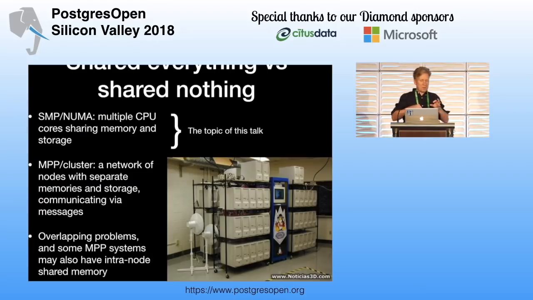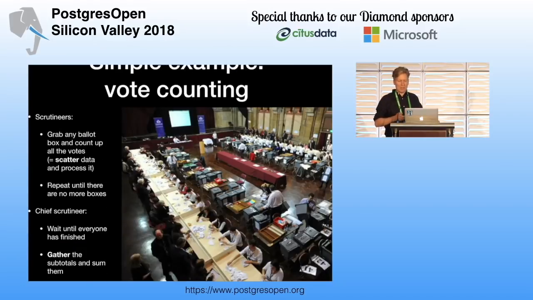But these problems are actually overlapping in many ways, and typical systems, for example, Citus, I believe, is going to use parallelism on the individual nodes. So both kinds of parallelism happen on those types of systems. In this talk, I'm talking about single node systems, shared memory, shared storage, parallelism of that kind.